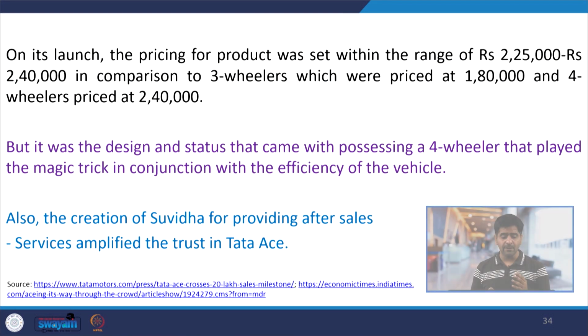On its launch, the pricing for the product was set within the range of rupees 2,25,000 to rupees 2,40,000, in comparison to three wheelers, which were priced at 1,80,000, and four wheelers, which were priced at 2,40,000. But definitely it was the design and the status that came with possessing a four wheeler that played the magic trick, in conjunction with the efficiency of the vehicle.